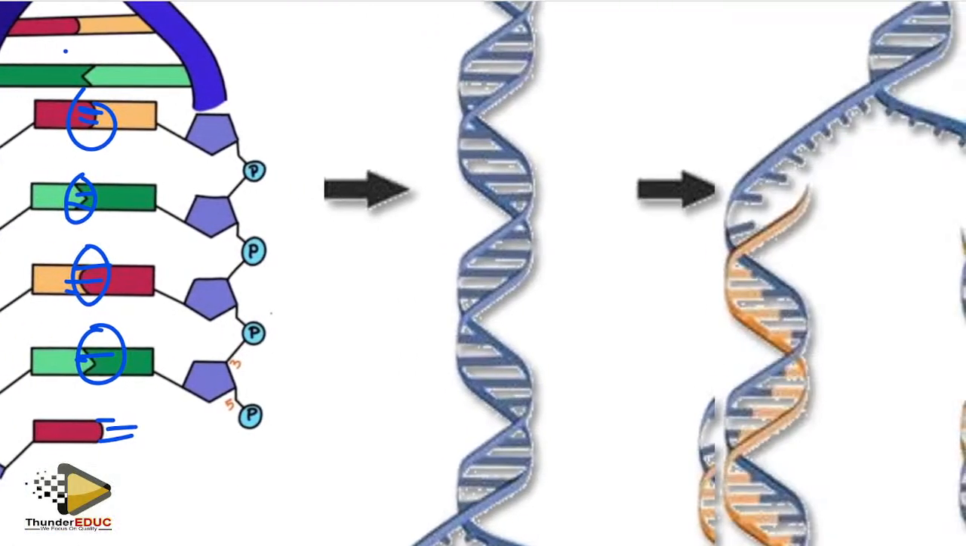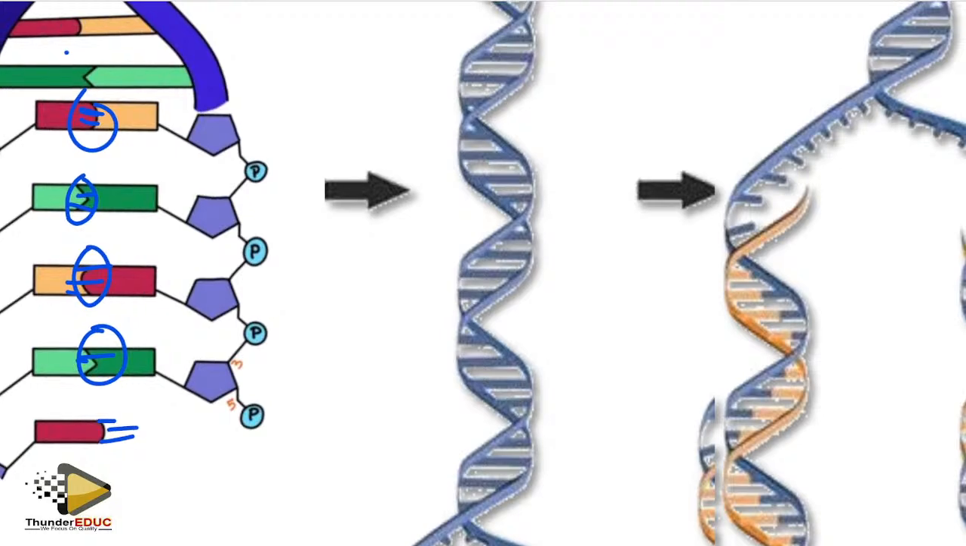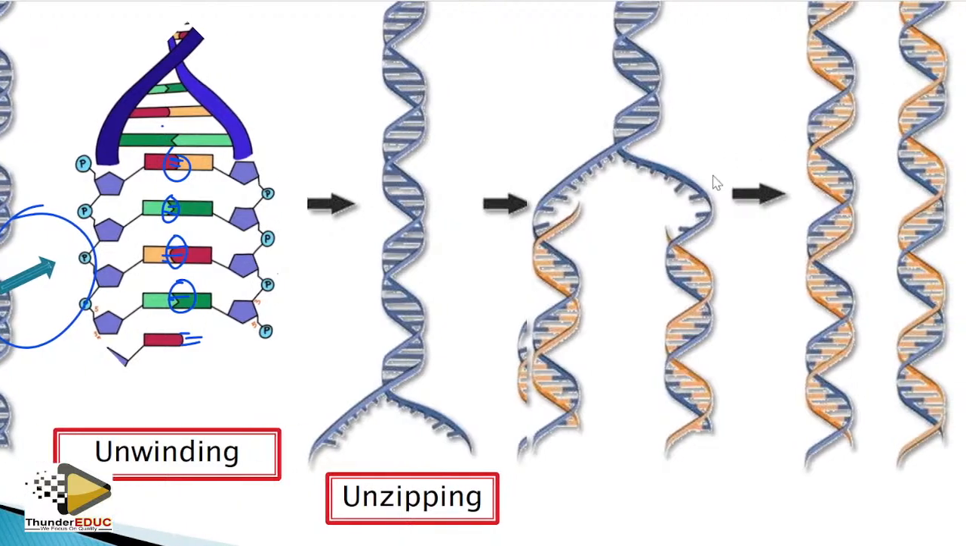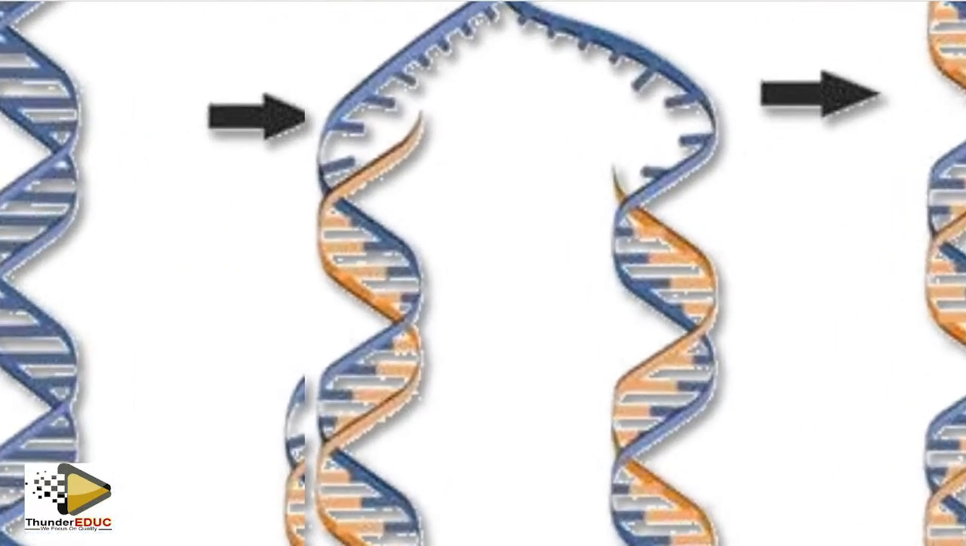Yes, step number 3, after unzipping, you form two strands, and these strands are separate. You see, you form those two strands. Look at them. You have strand number 1 and you have strand number 2. Those strands are the ones which we call templates.